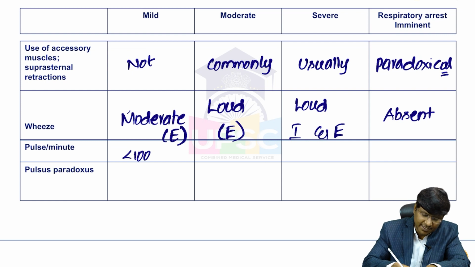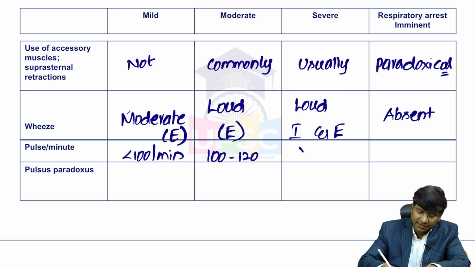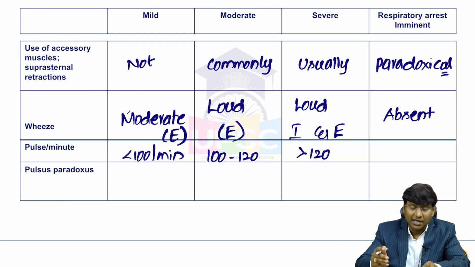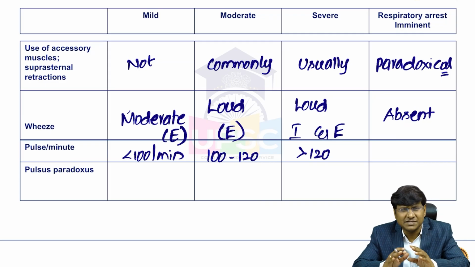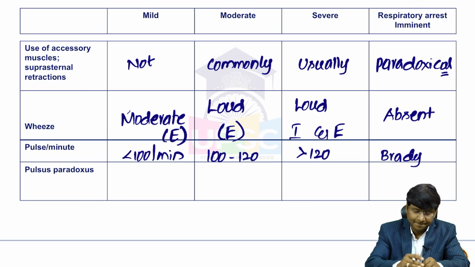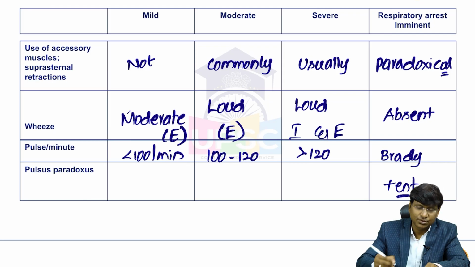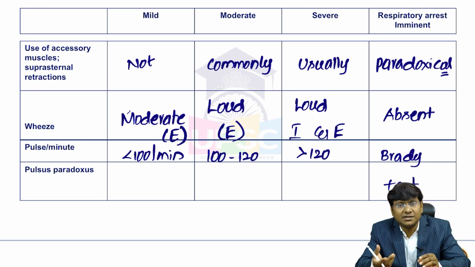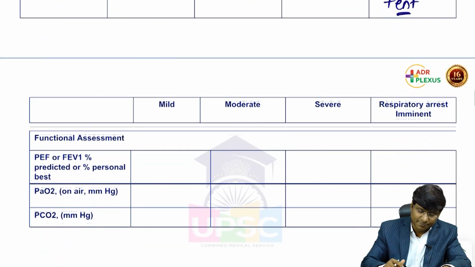Whereas you take in case of mild, what will be the pulse rate? It will be less than 100 per minute, whereas in case of moderate, it is usually 100 to 120 per minute, whereas in severe, the pulse rate will be more than 120 per minute, whereas in respiratory arrest, these patients will have severe tachypnea or even go into a state of bradycardia. Pulsus paradoxus is present in case of severe asthma, where upon inspiration, the systolic blood pressure will fall by more than 10 millimeters of mercury. That is what is pulsus paradoxus.